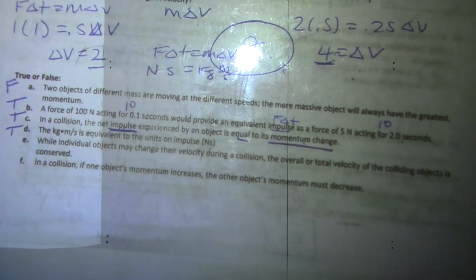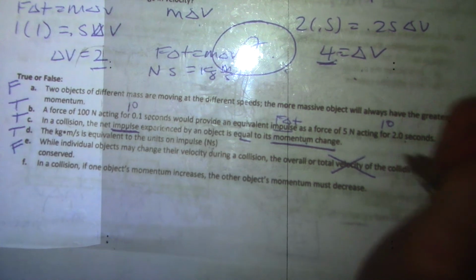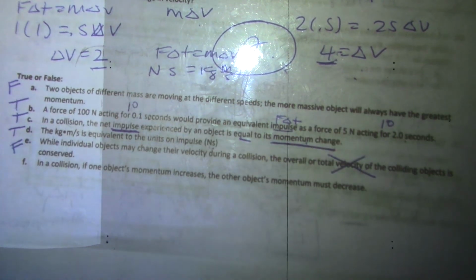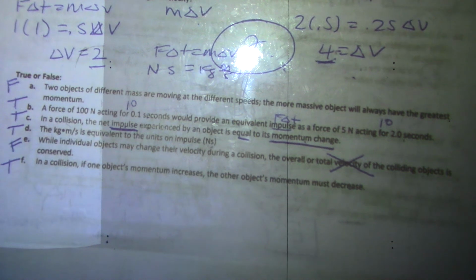While individual objects may change their velocity, the overall or total velocity of colliding objects is conserved. That is not true. There is no law in the universe saying velocity is conserved. Momentum has to be conserved, but not velocity. In a collision, if one object's momentum increases, the other object's must decrease. Yes, that is absolutely true, because the total momentum must stay the same. If one object is getting more, that came at a loss of something else. So think about the money example, right? If somebody else got $5 more, that means somebody lost $5.